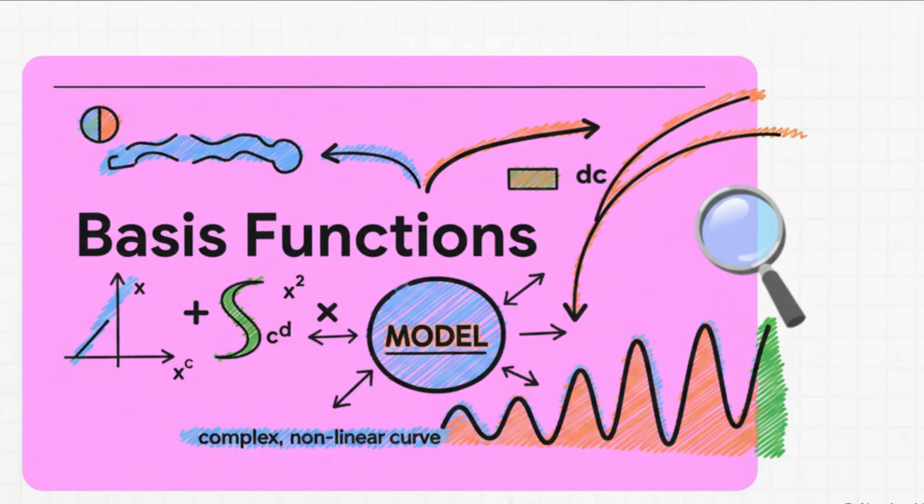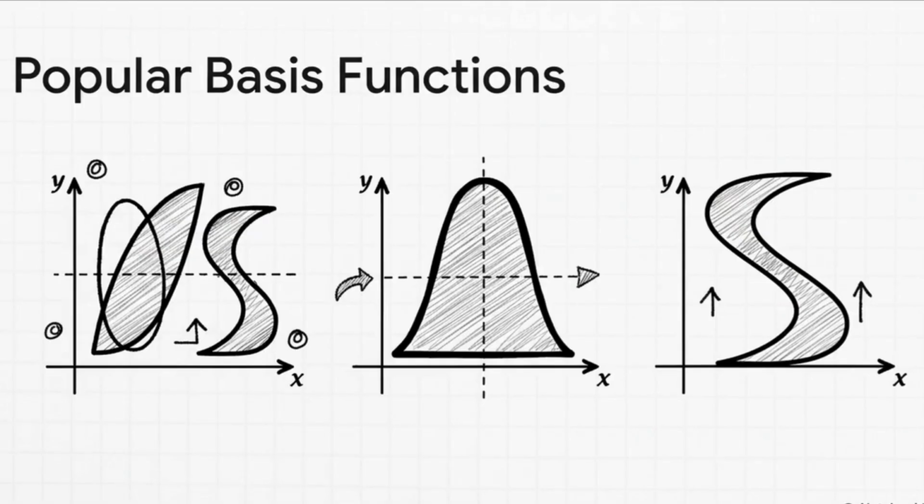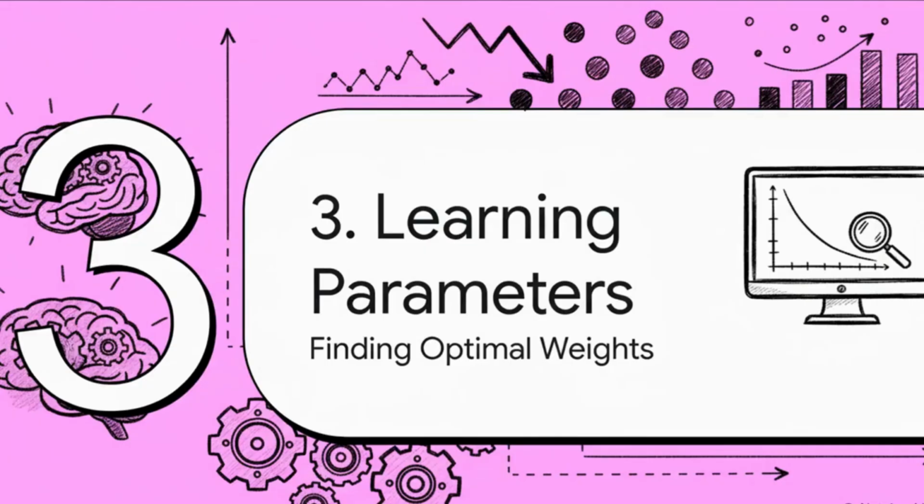And we've got a whole toolbox of these things. We can use polynomials, x, x squared, x cubed, to create all sorts of waves and curves. We can use Gaussian functions, which are basically little bell curves, to capture effects that only happen in a specific region. Or we can even use S-shaped curves. Each one of these is like giving our model a new superpower, a new way to bend and twist to match the data.